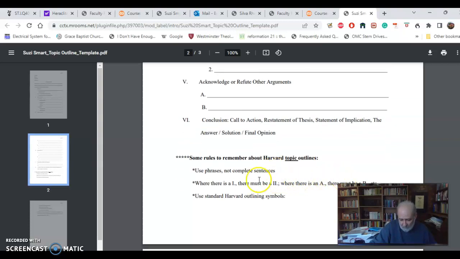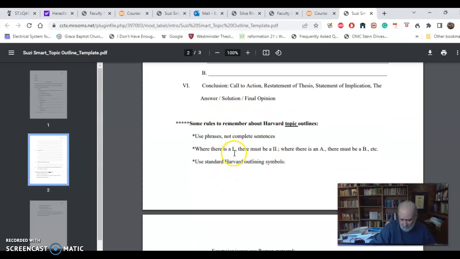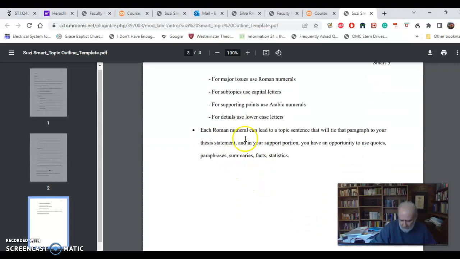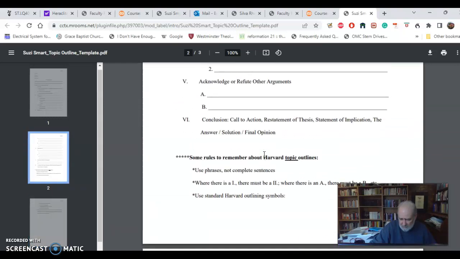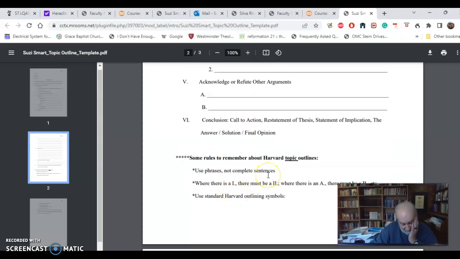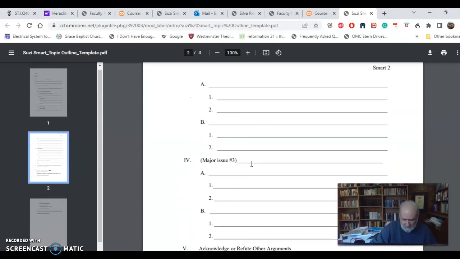That's basically it here. Notice the rules down here. Use phrases, not complete sentences. Where there is a 1, there must be a 2. Where there's an A, there must be a B. And use standard Harvard outlining symbols. 4 major issues. Use Roman numerals for subtopics. Use capital letters. This is pretty standard. And then each Roman numeral can lead to a topic sentence that will tie that paragraph to your thesis statement. So think about topic sentences you go to. So again, according to this, you don't have to use full sentences. You can use just phrases, but they do need to be clear what you're doing.